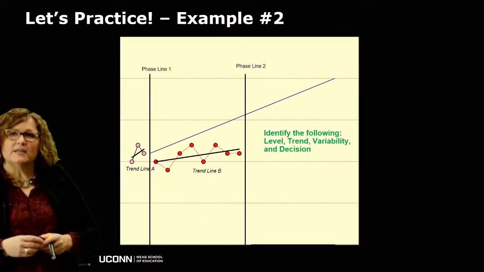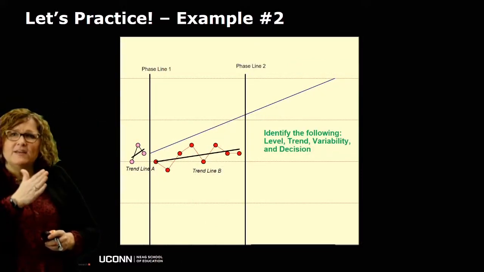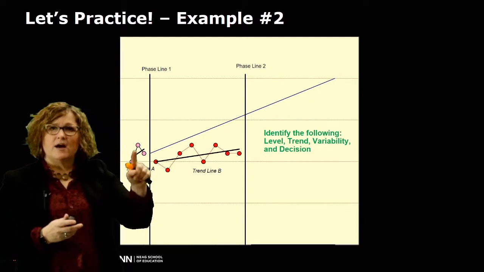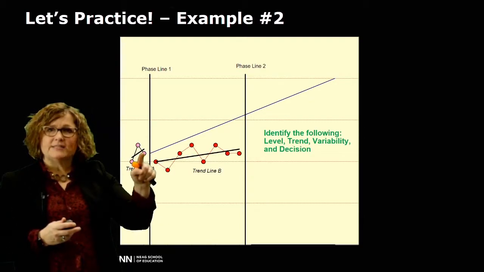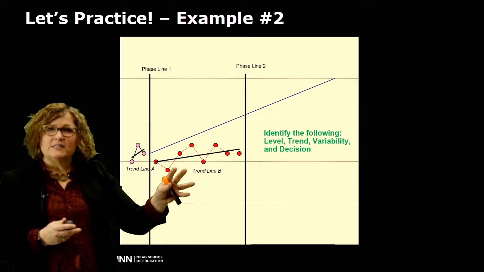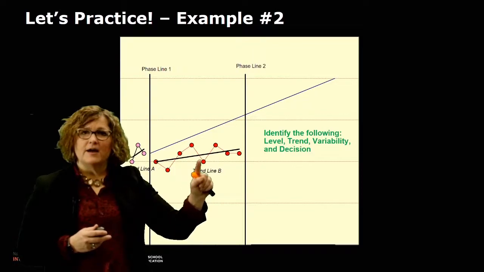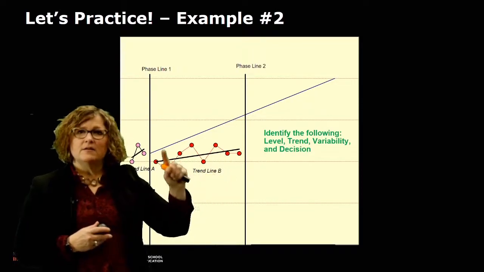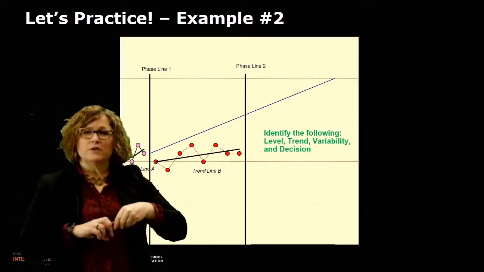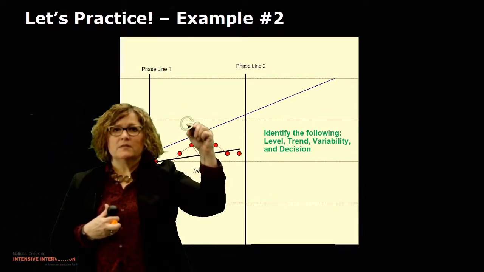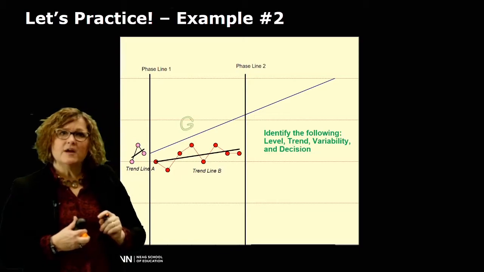Let's look at a second example. Again, we have initial data. We have that trend line mapped into that data. We have a second series of data, and then we have the trend line mapped into that data. Here's our goal line over here. Right here, that's our goal line up there.